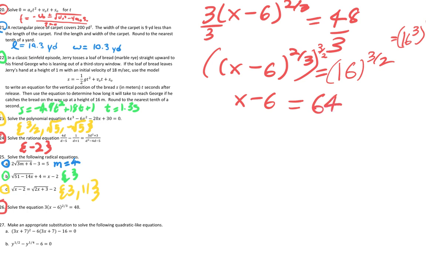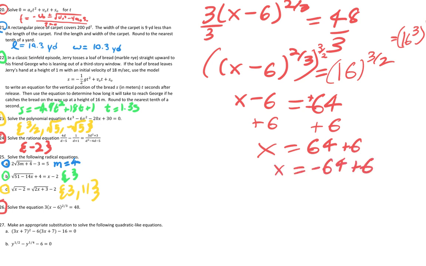Now we're going to add 6 on both sides. I'm sorry, plus or minus 64. So we add 6, so 64 plus 6, and x is equal to negative 64 plus 6. So our x's are going to be 70 and then negative 58.